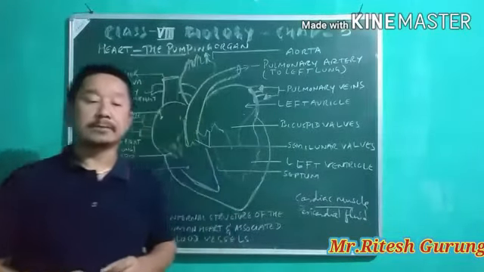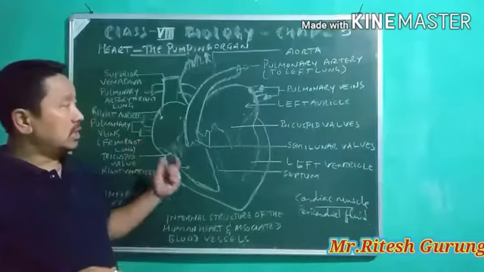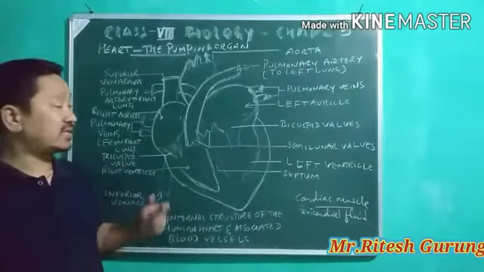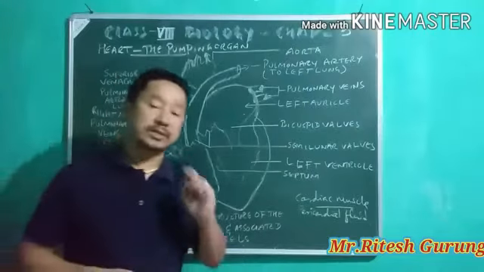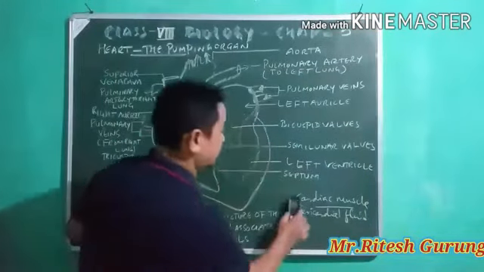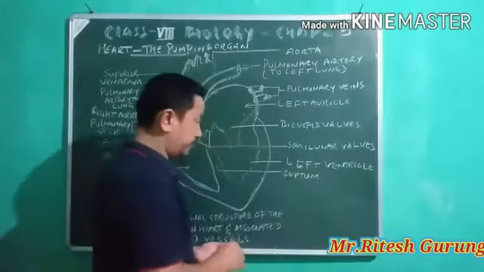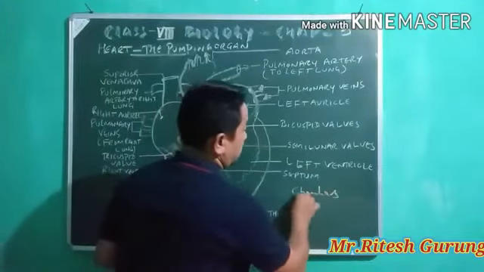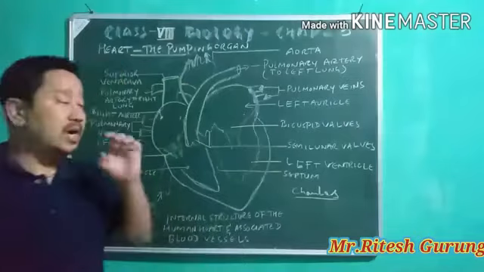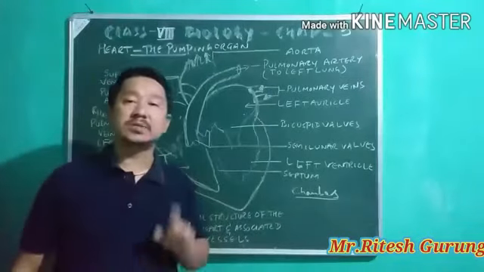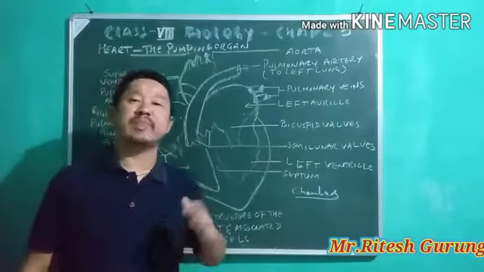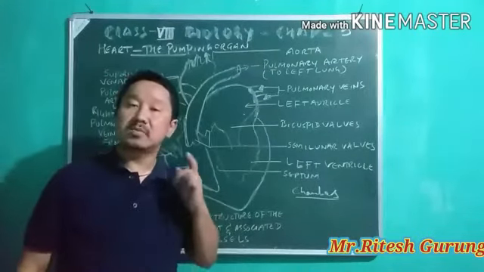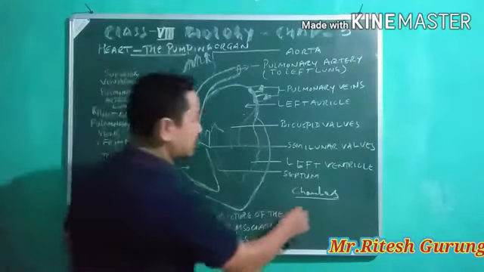Then let us talk about the structure of the heart. First we'll talk about the chambers of the heart. Human heart contains 4 chambers. Human heart means mammalian heart. Mammalian heart has got 4 chambers.